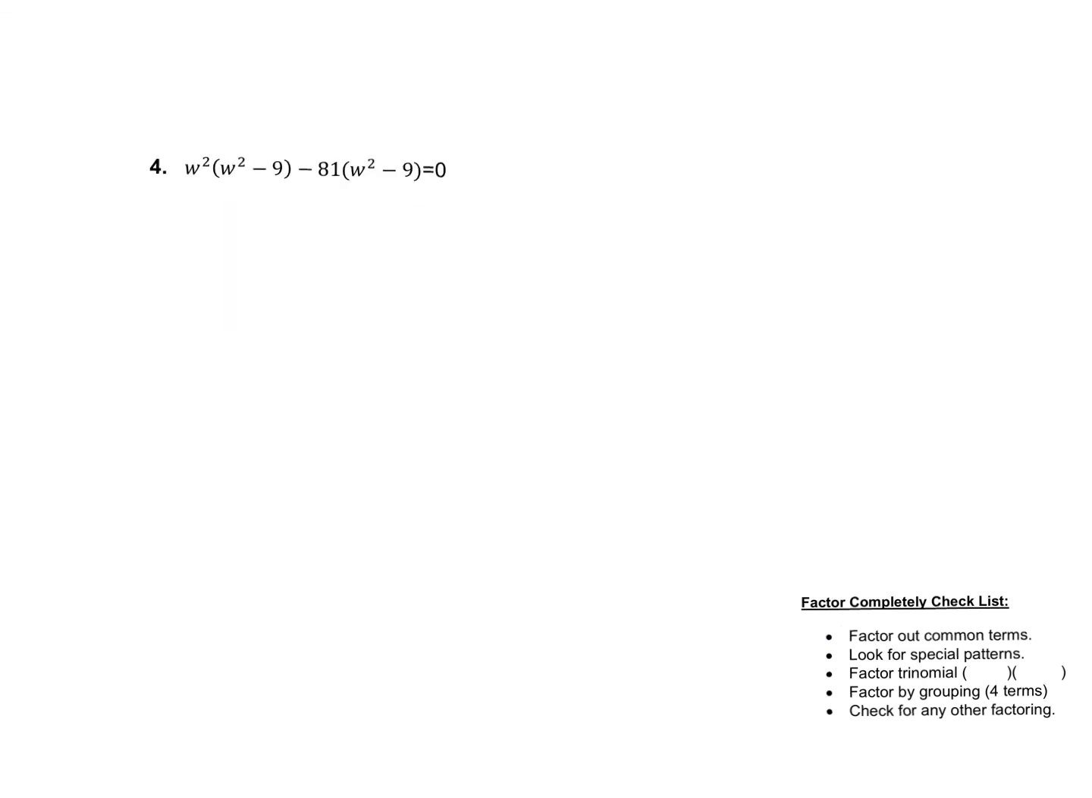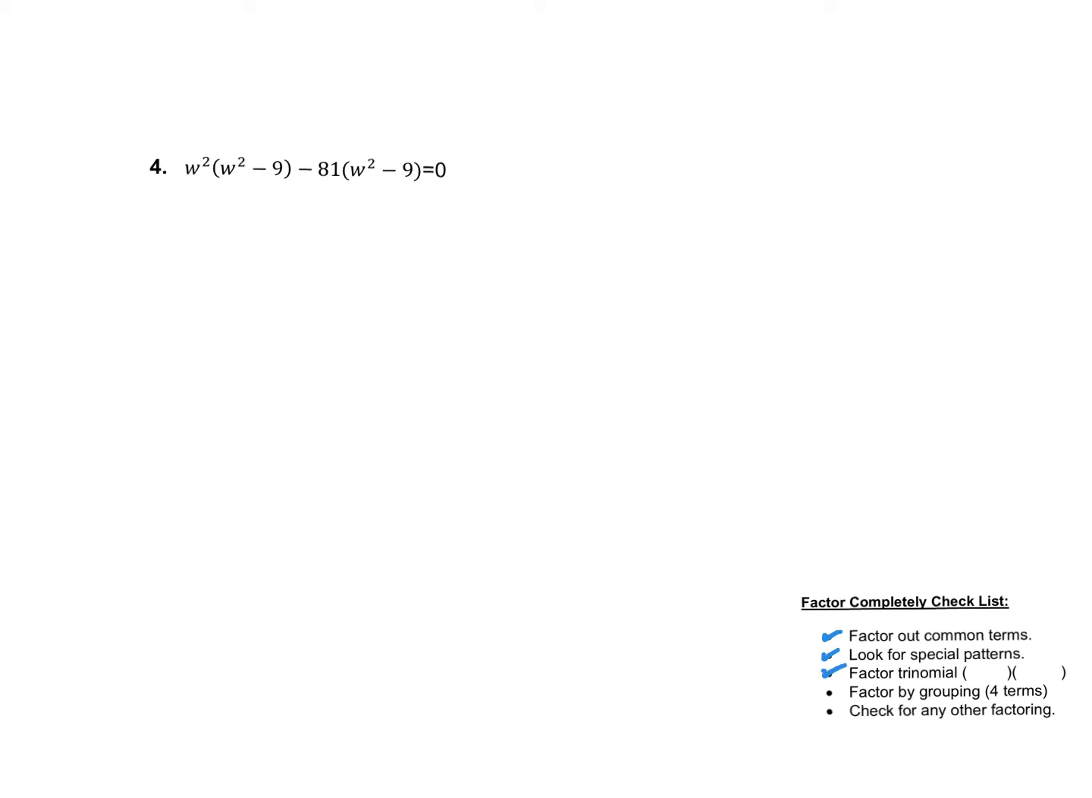All right, so let's take a look at the fourth one. I have w squared times w squared minus 9, minus 81 times w squared minus 9, is equal to 0. So let's take a look here, and first of all, factor out any common terms. I don't see any yet. Look for any special patterns. I don't see those. It's not a trinomial.